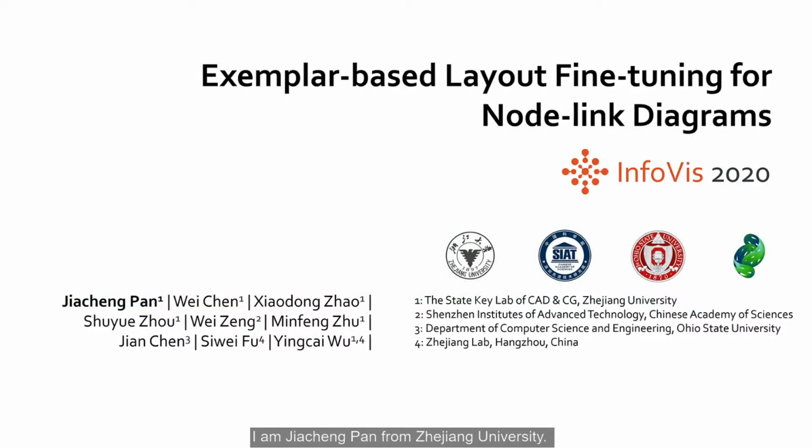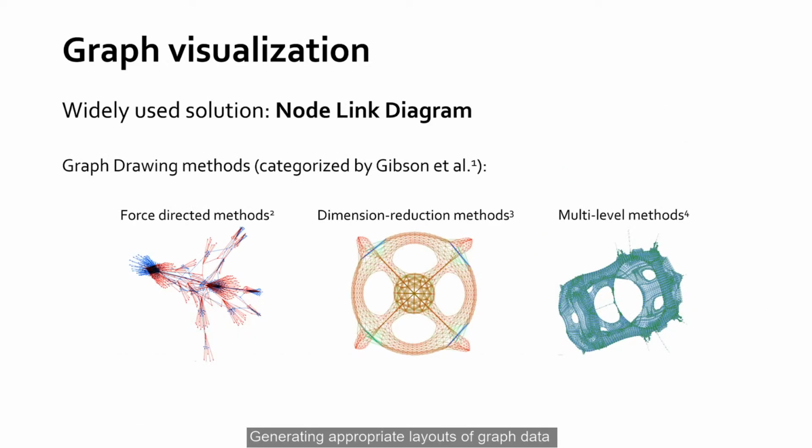Hey everybody, thanks for watching my talk. I'm Jiacheng Pan from Zhejiang University. My talk is about graph visualization and interactions. We presented an exemplar-based layout fine-tuning approach for node link diagrams. Generating appropriate layouts of graph data has been a major research topic over the past decades. Among many solutions, node link diagrams are widely used.